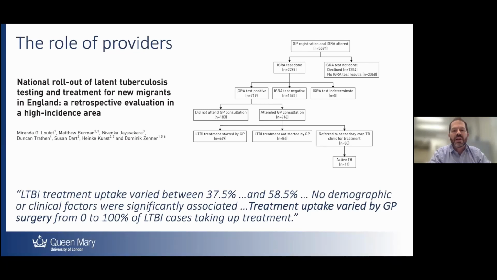I wanted to continue where my predecessors left off and talk about the role of providers, which again in England we found very, very important. Here you're looking at a cohort study from the Newham pilot. Newham is a place in London for the LTBI screening, and you see the cascade of care. Treatment uptake varied between 37.5% and 58.5%. There weren't any demographic and clinical factors that were significantly associated, corroborating Knut's point that this wasn't the patient's fault. But treatment uptake varied by GP surgery very dramatically, between 0 and 100% of LTBI cases taking up treatment. In fact, that was the major point that determined uptake of LTBI treatment.